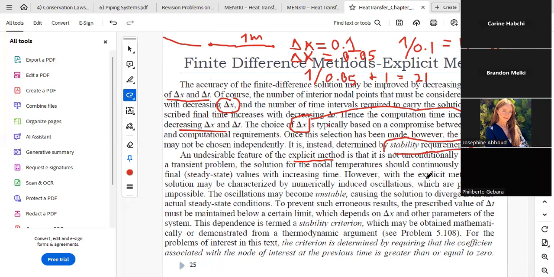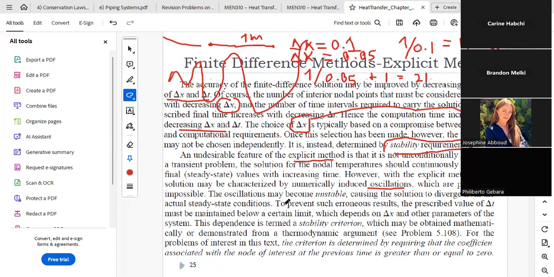However, with the explicit method, this solution can be characterized by numerical oscillatory behavior. Meaning the solution can oscillate, go up and down, which is physically impossible. And this oscillatory behavior can become unstable. If you don't select delta t appropriately, your solution can be like this. So instead of approaching the solution, you will diverge from the solution. And therefore, this will cause divergence from actual steady state conditions.